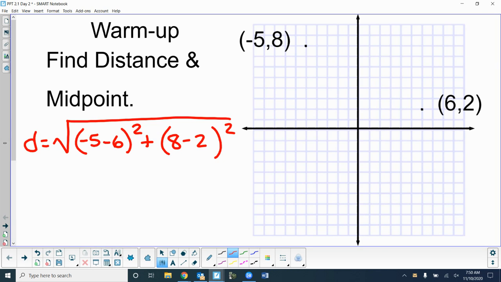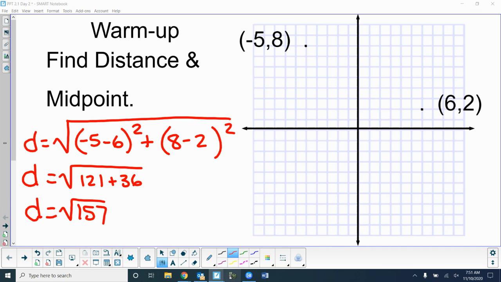All right, so X minus X, Y minus Y. Doesn't matter what order, just be in the same order. Okay, if you start with the -5, like Jacob said, then we got to start with the 8. Don't mix the X's and Y's. So that's -11 squared, which is 121. And that's 6 squared, which is 36. What's that, 157?